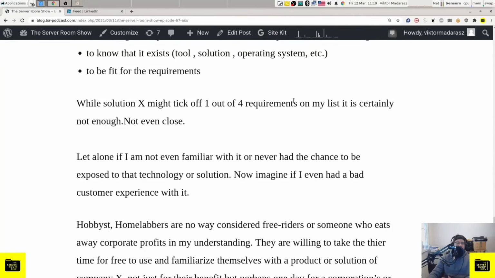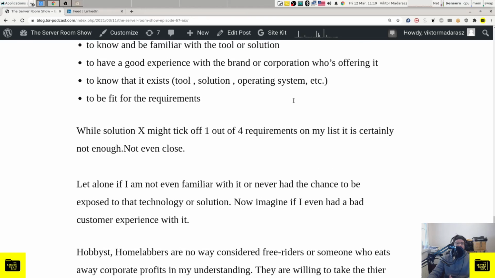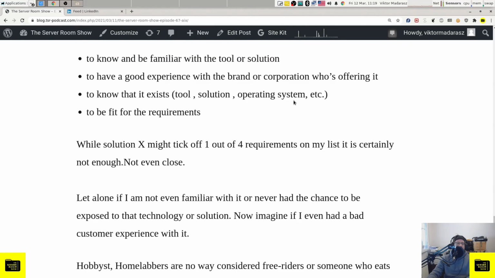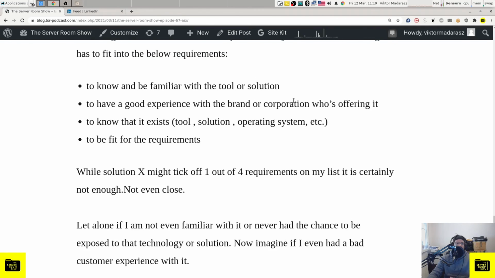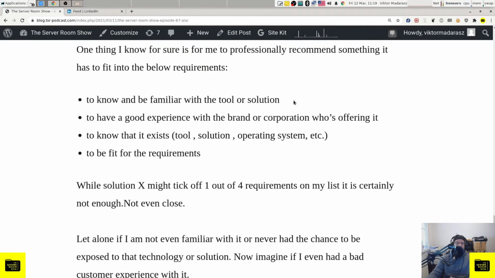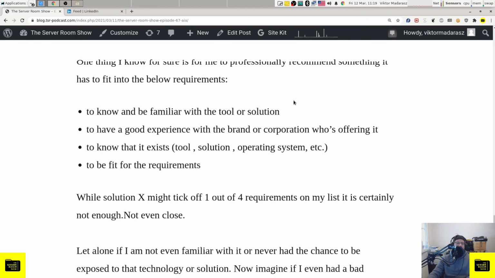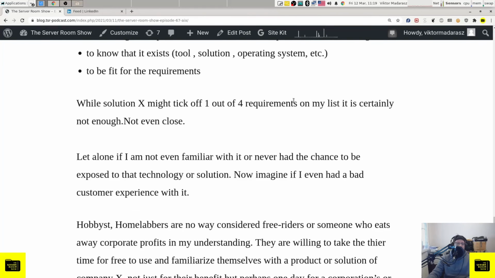While solution X might tick off 1 out of 4 requirements on my list, it is certainly not enough, not even close. Just one requirement being met doesn't mean that it's enough, or even close enough, for me to recommend it. As I said, I could never recommend something I'm not familiar with, or something I've never heard of, or never had any good experience with the brand or the corporation itself. I would never do such a thing.